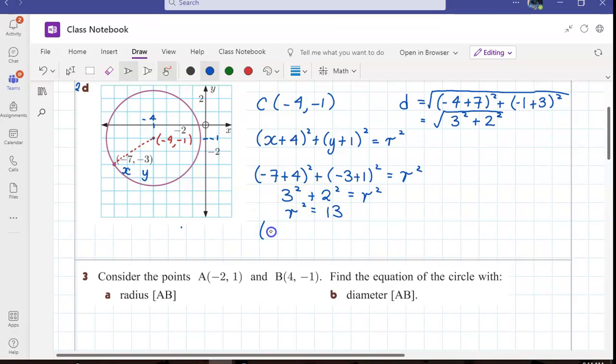So therefore, x plus 4 squared plus y plus 1 squared equals 13. Correct? If you did your distance formula, you would have got root 13, but of course, when you pop it in there, you have to square it. So are you wrong if you use the distance formula? No. But just be aware, sub. Happy?